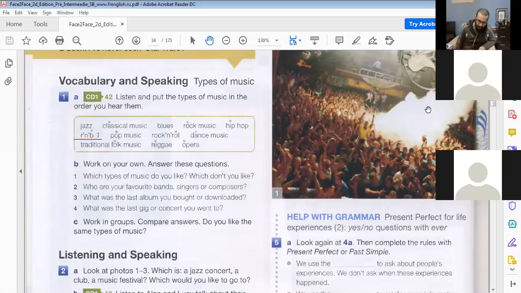We can listen again to confirm. Okay, so of course the first one is R&B. What's the second music you heard? Reggae? Was it reggae? The second one? I think so, but I'm not sure. You think it's reggae? Yes. Okay, let's put number 2. And number 3? What's the third one you heard? The third type of music.